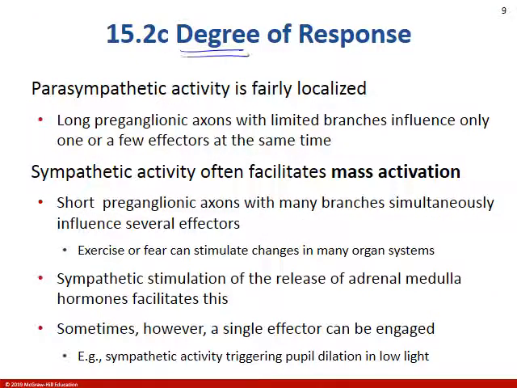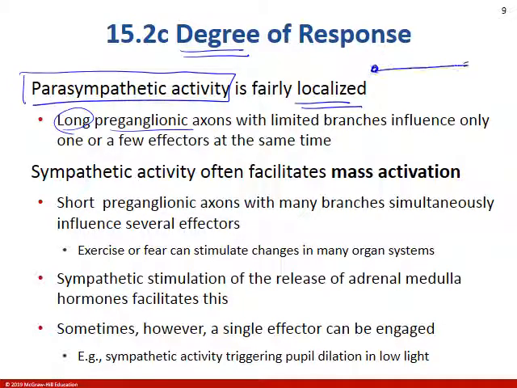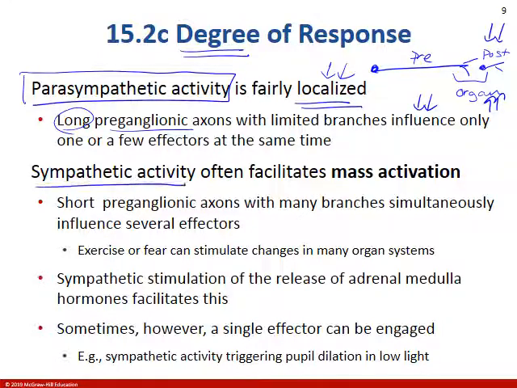If we look at the degree of response, it kind of lends itself to the length of the ganglionic axons that we just talked about. So parasympathetic activity is localized. Remember we said we had the long pre and we had the short post. And we said the ganglion lies very close or within the organ. So this is a very localized response. I'm telling just this organ to reduce activity.